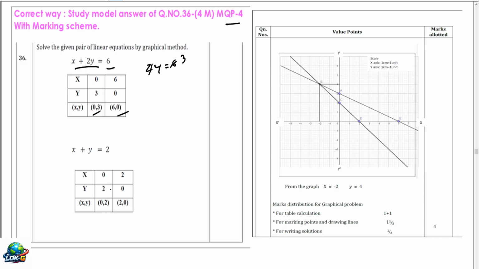x + y = 2. When x = 0, y = 2. When y = 0, x = 2. Very easy equation, my dear students. Write the scale properly, on both the x and y axis. You draw the x and y axis.